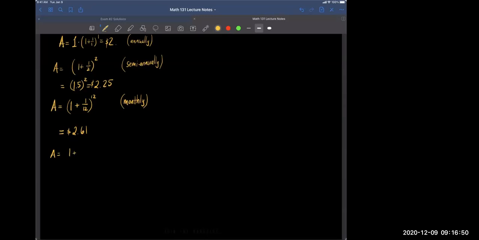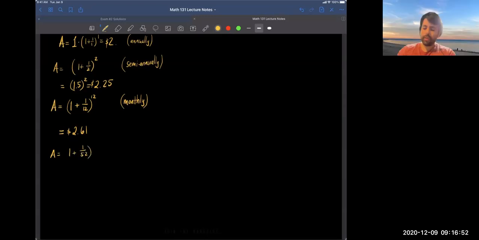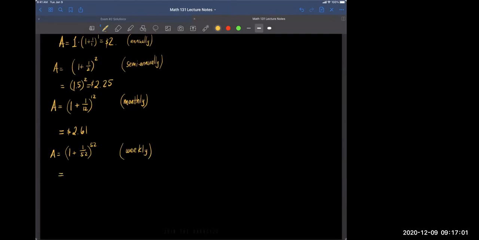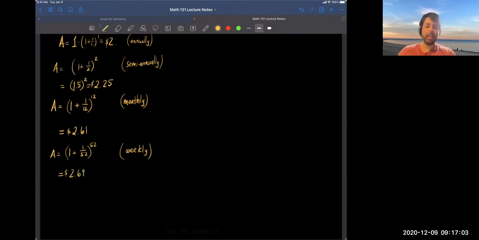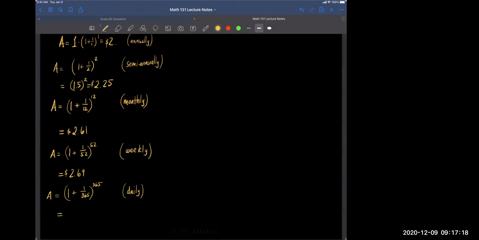Weekly. Let's just do weekly. So 1 plus 1 over 52, raised to the 52nd power. So if I compound my interest every week, that dollar becomes how much? 2.69. Okay, so I'm still growing, right? So what if I do this every day? Daily. What would be the result? 2.71.